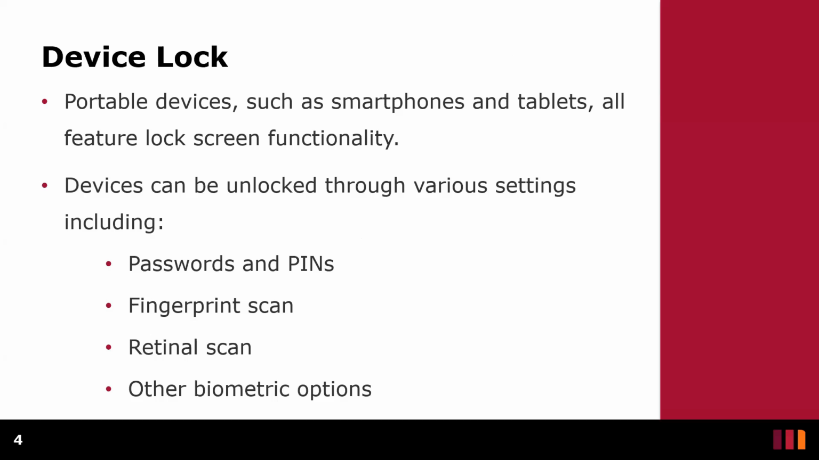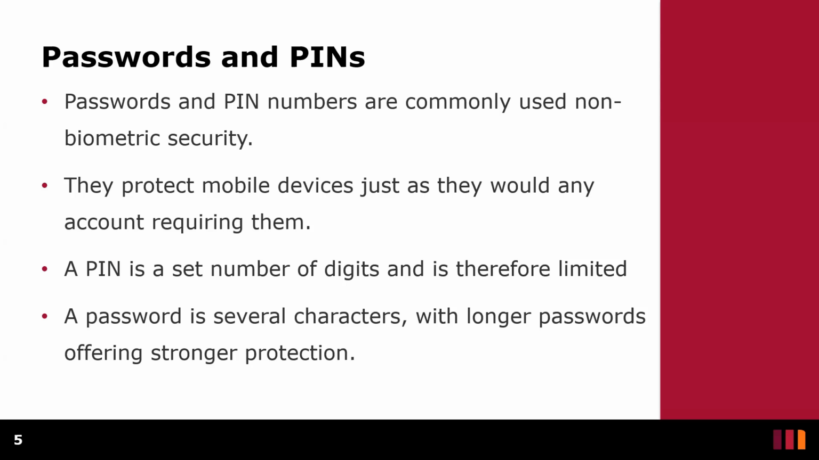One of the first features that is incredibly important for device security is a device lock. These devices, such as smartphones and tablets, all feature lock screen functionality. Devices can be locked and unlocked through various settings, including passwords and PINs, fingerprint scans, retinal scans, and other biometric options. Passwords and PINs are very commonly used for non-biometric security.